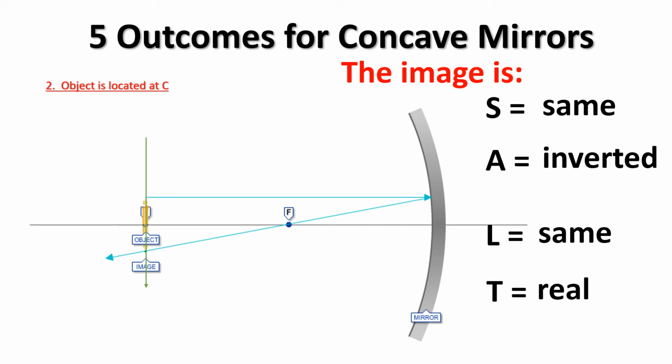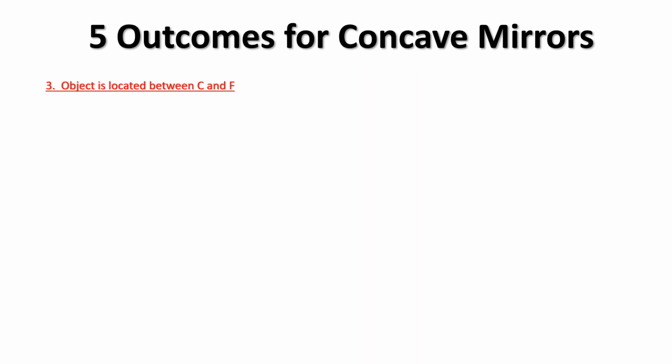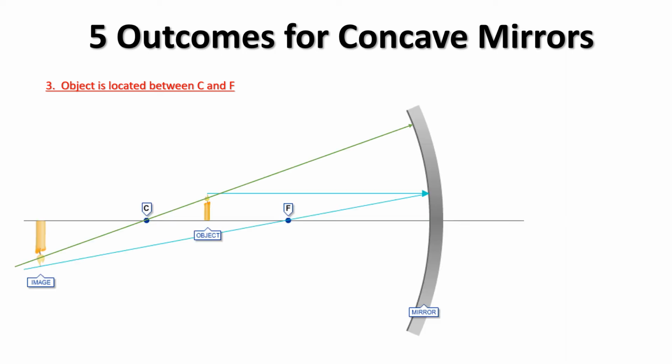So we'd actually need like a piece of paper, and you have to place it right here, and then you can actually see the image of the candle. Third one, object is located between C and F. So all that's happening here is we're moving closer to the mirror. So there is our object right here. It is now between C and F.